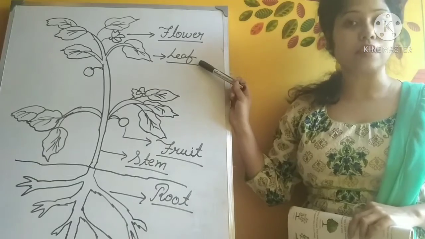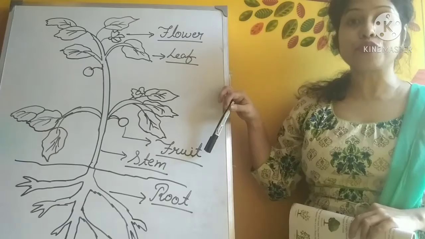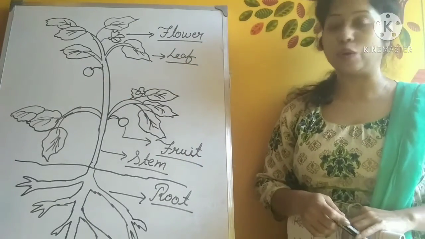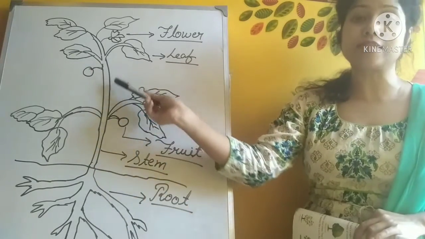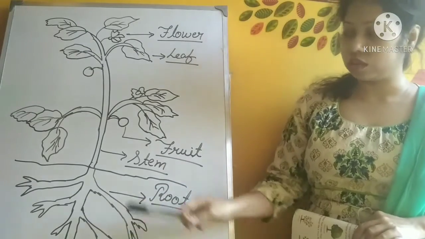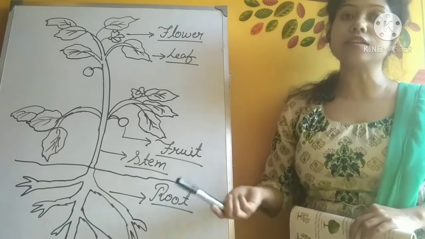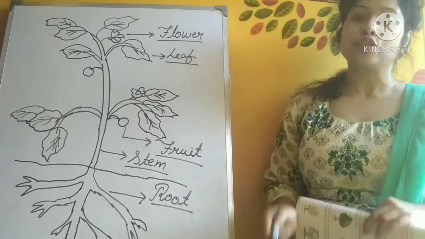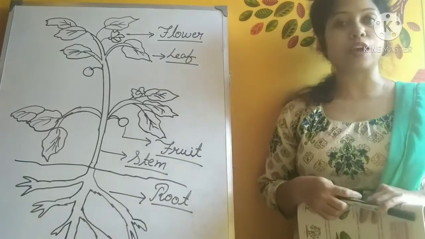The next comes the leaf, which is this one is the leaf. The next comes the fruit. So fruit is this part of the plant. Okay. The next comes the stem. So this is the stem of the plant. The next comes the root. This is the root of the plant, and which is underneath the soil, okay, which remains under the ground. So what is the work of each and every part of the plant we will now study.